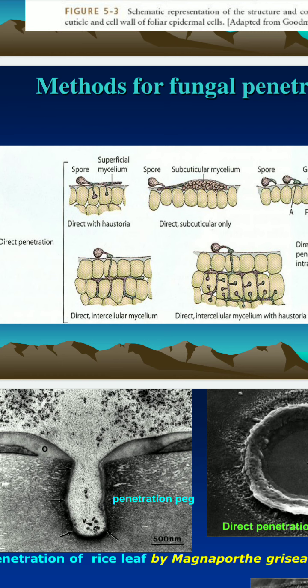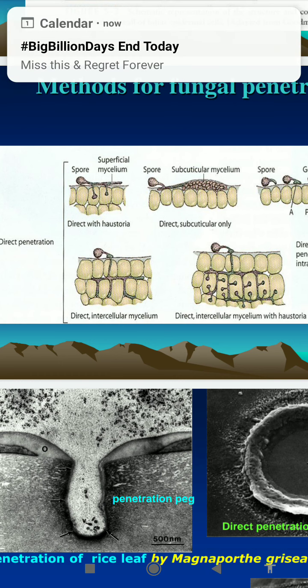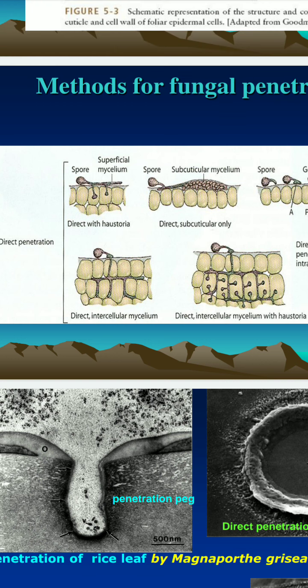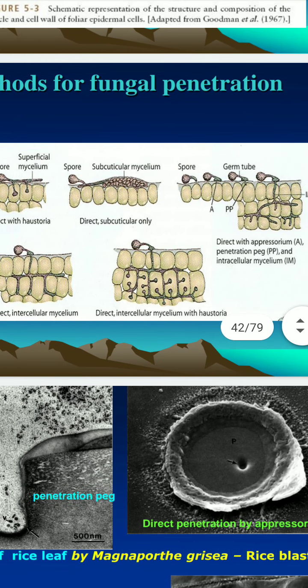Here you can also see the haustorium of the fungus entering directly, and there is a formation of subcuticular mycelium. Subcuticular mycelium means the presence of mycelium between the cuticle and the epidermal tissue. This is direct penetration, with the fungal mycelium present in the subcuticular space.